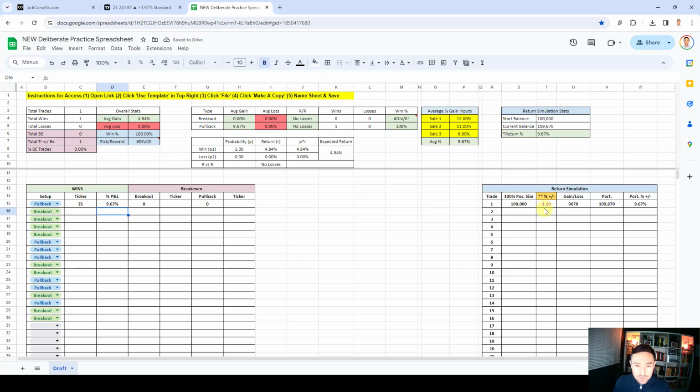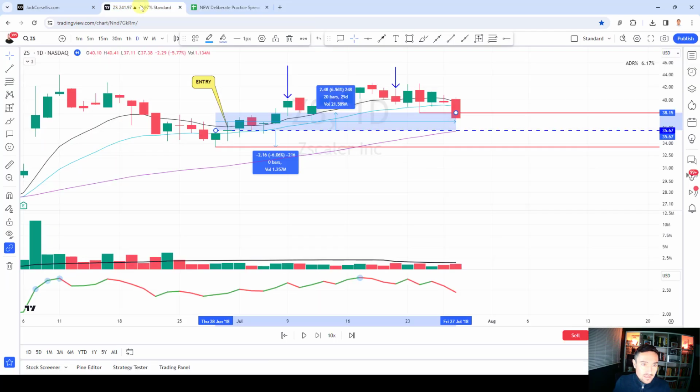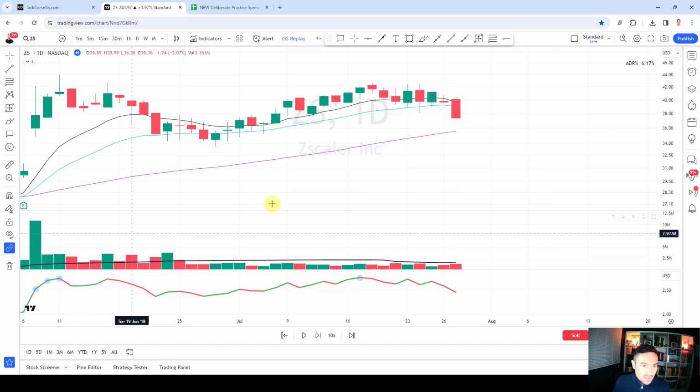Now what this is going to do is a return simulation, imagining that you are putting in the entirety of your account in every position, which is obviously not a prudent thing to do in terms of risk management, but it's really just for visual purposes. But you're going to see the average gain and things like that start coming. We just need to get one in there for the breakout side of things as well. Then all the average gain and stuff will start coming through. That's going to be the first trade there.